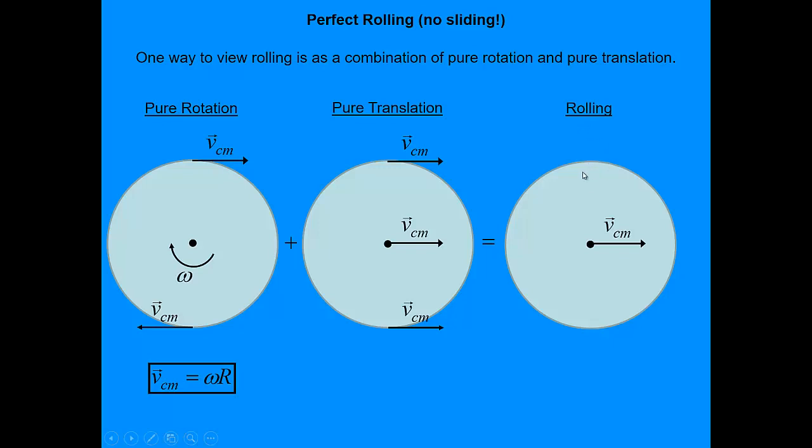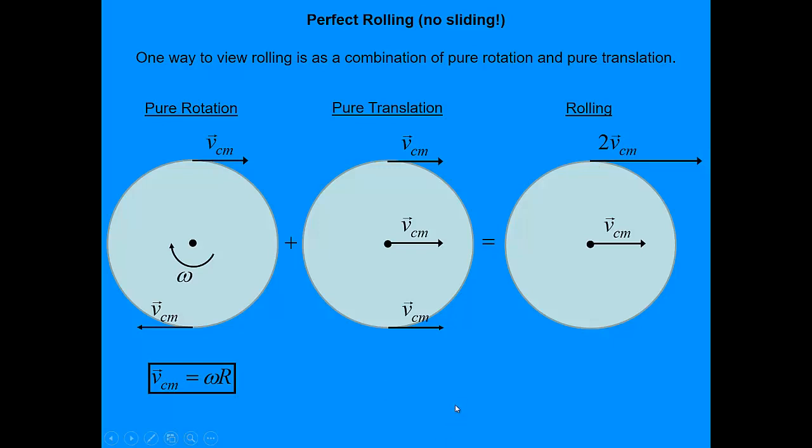At the top, because it's rotating, the topmost point is moving to the right with the speed of the center of mass. Because it's also moving linearly, the top is moving to the right with the speed of the center of mass. So you put those two together, and the top is actually moving at twice the speed of the center of mass. Interesting. Half of it is because it's rotating, and half of it is because it's moving translationally or linearly.